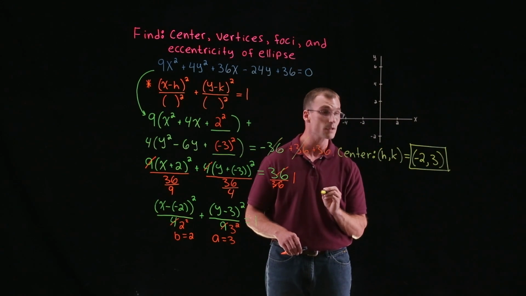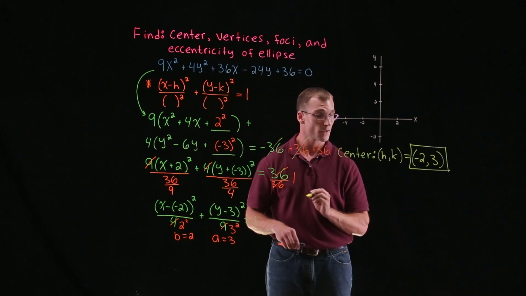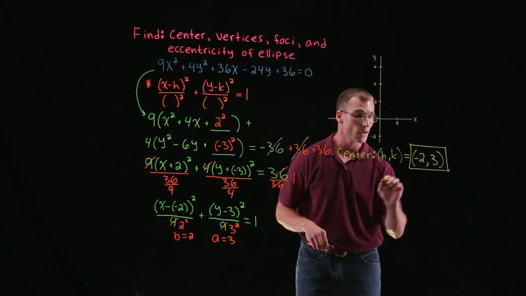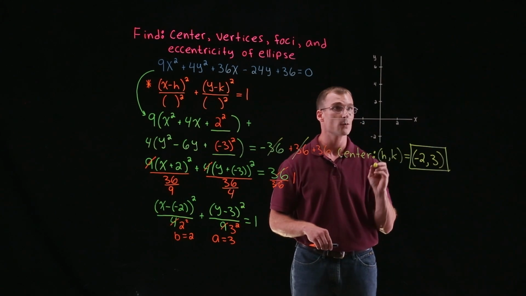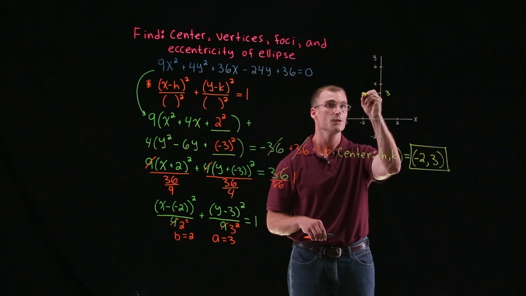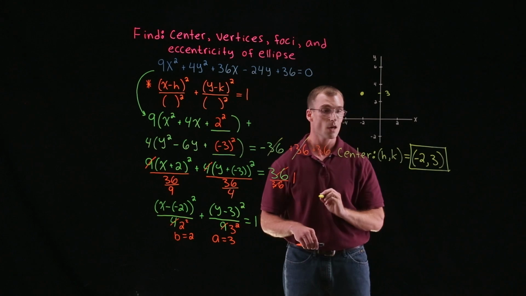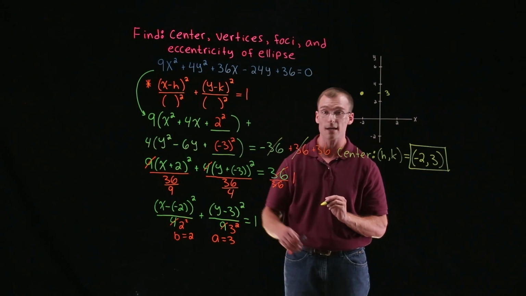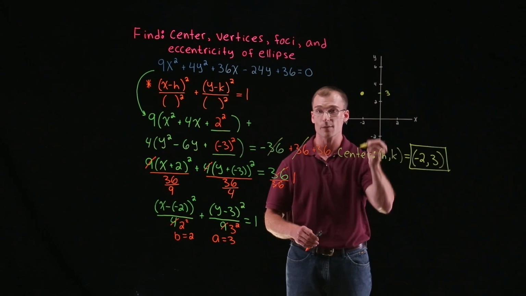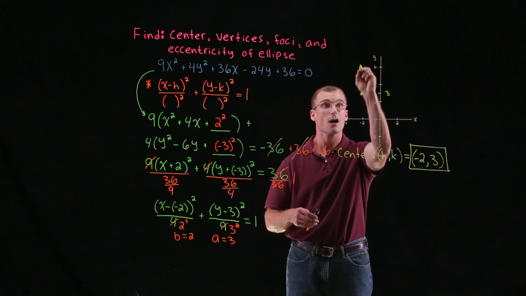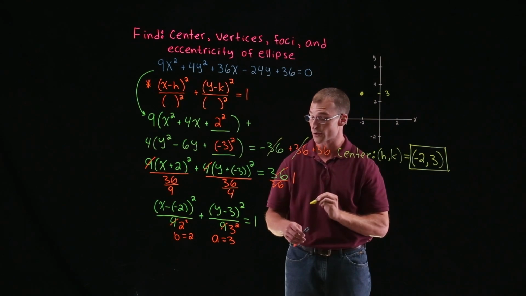Okay. Now we want to know what our vertices are. To get to our vertices, I'm going to start by plotting the point of our center. So x equals negative 2, y equals 3. Here is our center point. Now seeing that the a, or the larger number, is under y, that tells us our major axis is going to be going vertically. So to get to the vertices, we're going to go from our center up and down a units of a, which is 3.